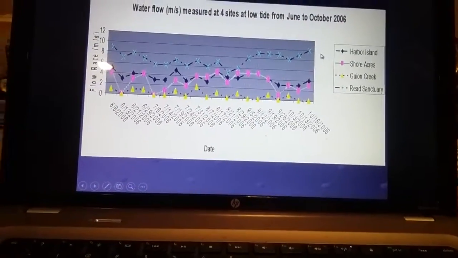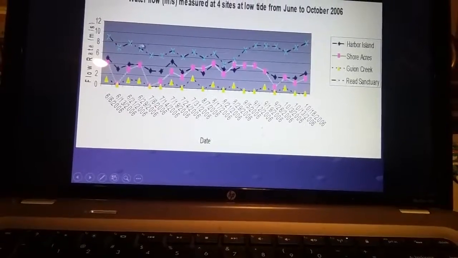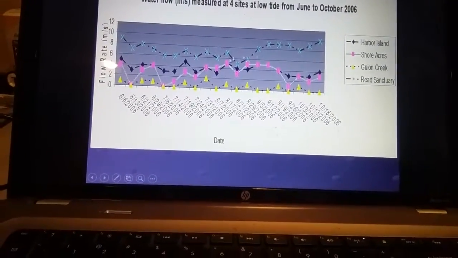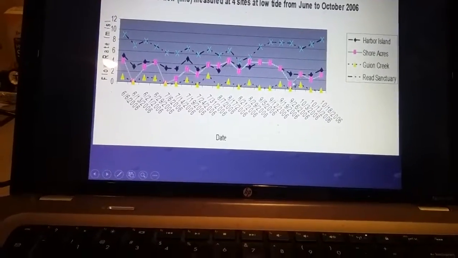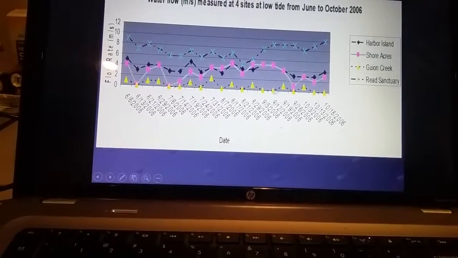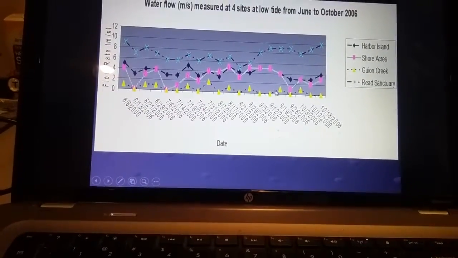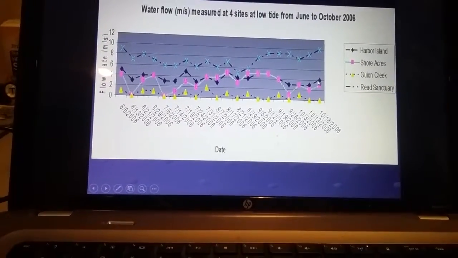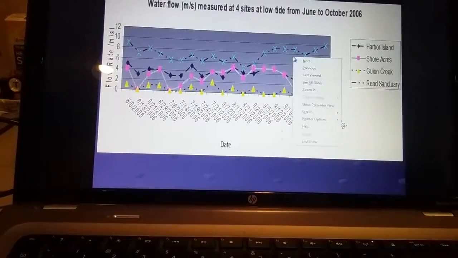Basically, if you look at it, it's the water flow rate. If you look at this teal color, which is Rick Sanctuary, the flow rate is actually very high. The triangle one, which is a lower one, the flow rate is very, very low. So let's remember these two. The other two sandwiched in between are Harbor Island and Salt Acre.